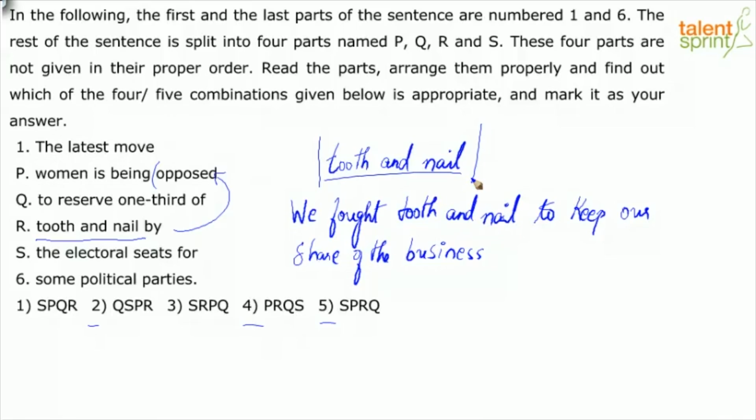R, right? And who's opposing it? Somebody has to oppose it. The party mentioned is some political parties in 6. So which means R has to be the last before I connect it with the closing part of the sentence, right? So that way you arrive at the option. So those of you who said other than option 2, see what we've done.